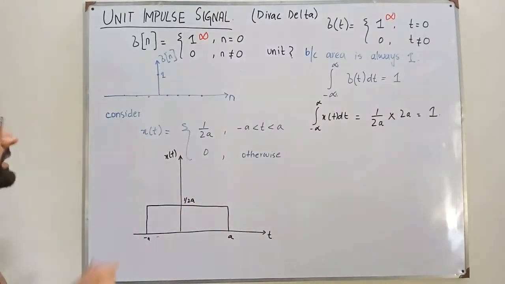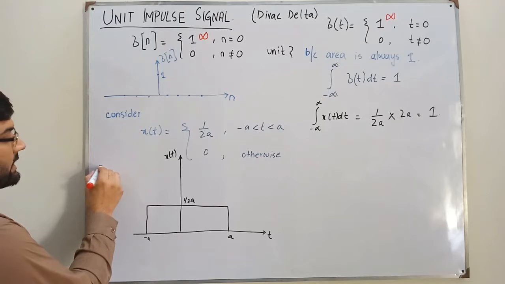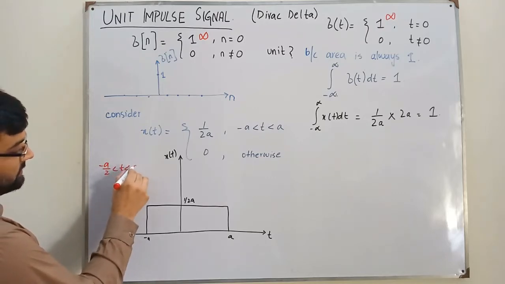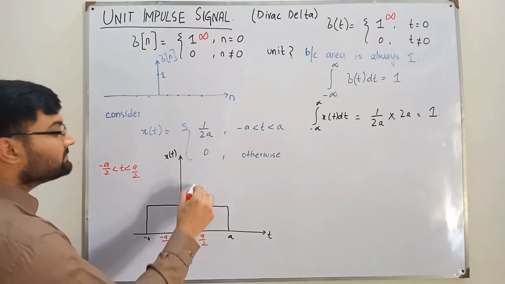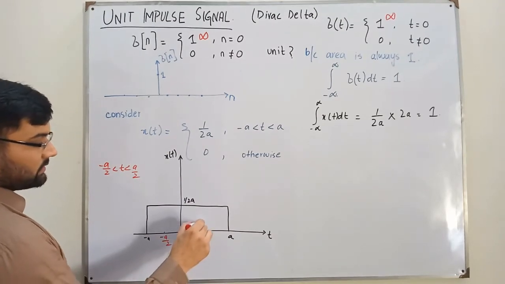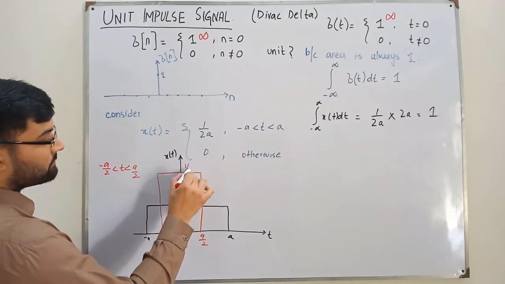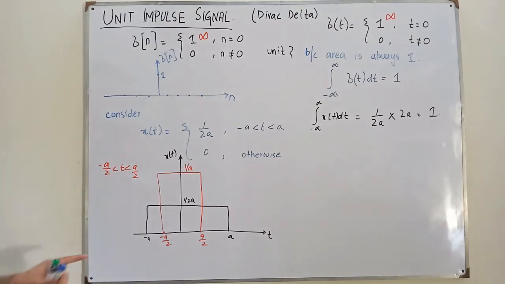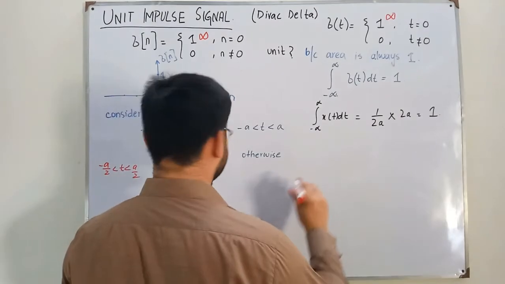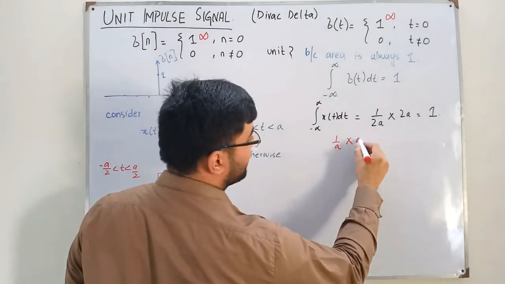Is that okay? Now if I reduce the width, let's say I take another signal with the range of negative a by 2 to positive a by 2. So what will happen? Now the height of the function would increase. The height would become 1 over a, right? The width is reduced, so to maintain the condition of unit area, the height would increase. Now again, if you find the area, the height is 1 over a, the width is a by 2 plus a by 2, it's a, so the area is again equal to 1.